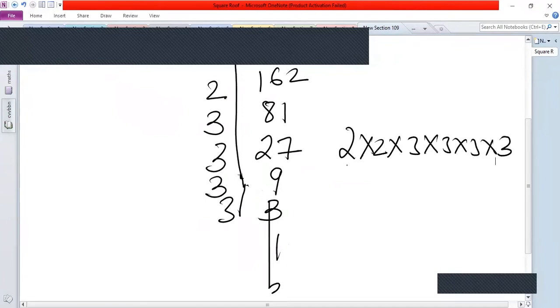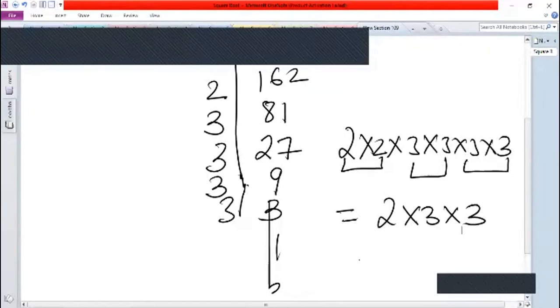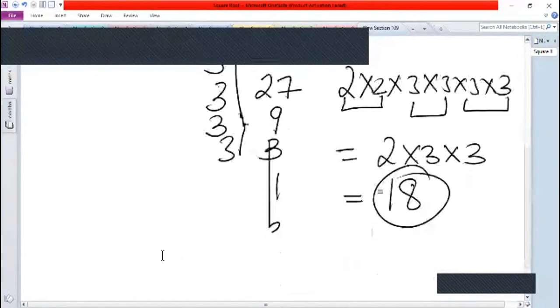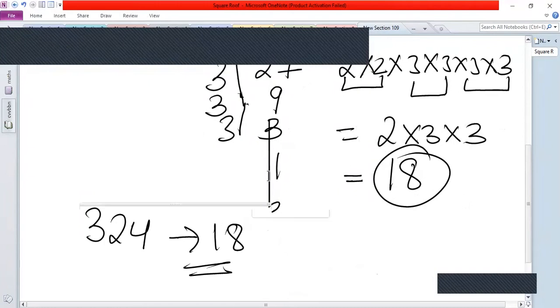Now you can make the pairs. Yes, ma'am. 2 multiplied by 3 whole square. Right. So it will give you 2 into 3 into 3. Okay. So it gives you 18, right? Yes, ma'am. So that means the square root of 324 is 18, right? So this was just an example of how you can do the prime factorization.